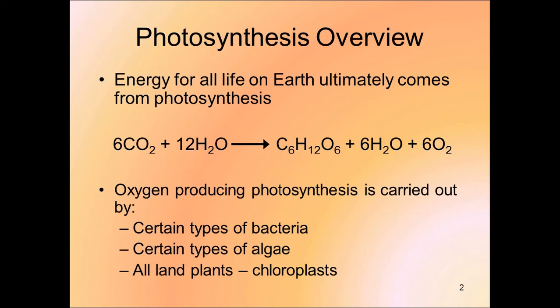This process is carried out by certain types of bacteria and algae called the cyanobacteria and the cyanoalgae. Cyano, C-Y-A-N-O, stands for blue-green. So the blue-green bacteria and the blue-green algae can carry out photosynthesis because they are filled with chlorophyll, just like the chloroplasts of land plants. Chlorophyll is what allows photosynthesis to happen because chlorophyll can absorb the incoming sunlight.